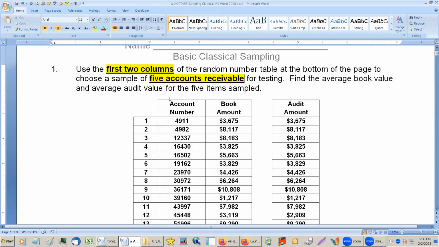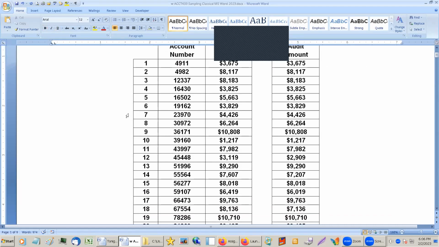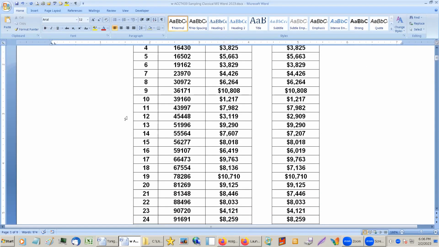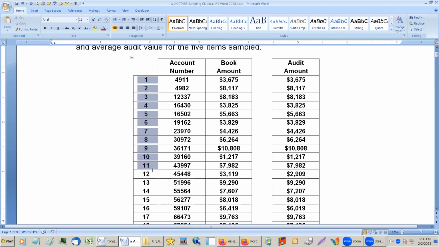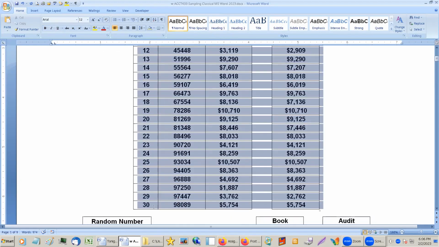Have you guys had sampling yet in your statistics? No, I haven't. Okay. All right. This classical sampling stuff is very similar to that. And so if you haven't had it, this will be a little bit of a preview. If you have had it, maybe it'll be a little bit of a review. So finding the average book value for a 5 item sample. Okay, so they have 30 items here. Okay, so we have these 30 items.